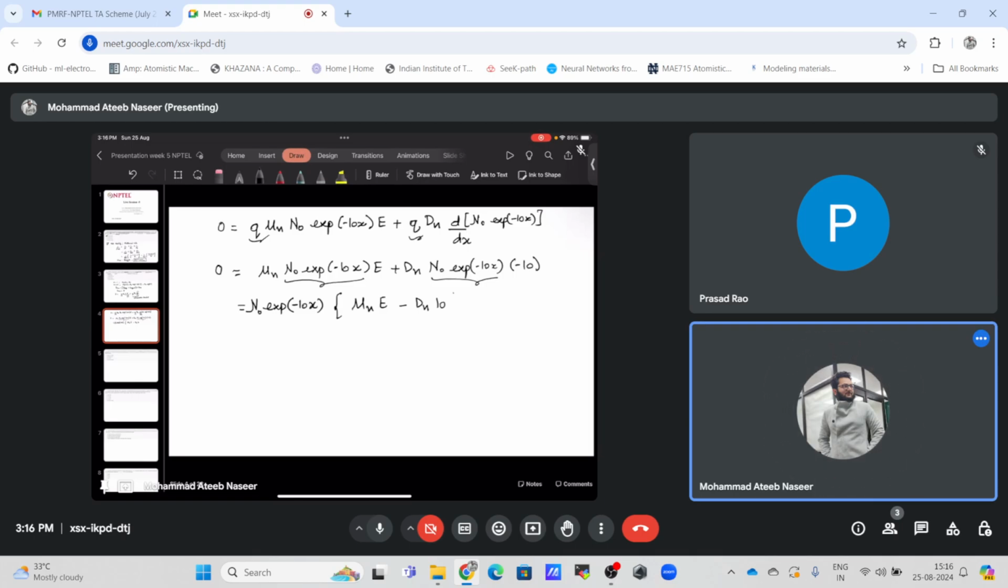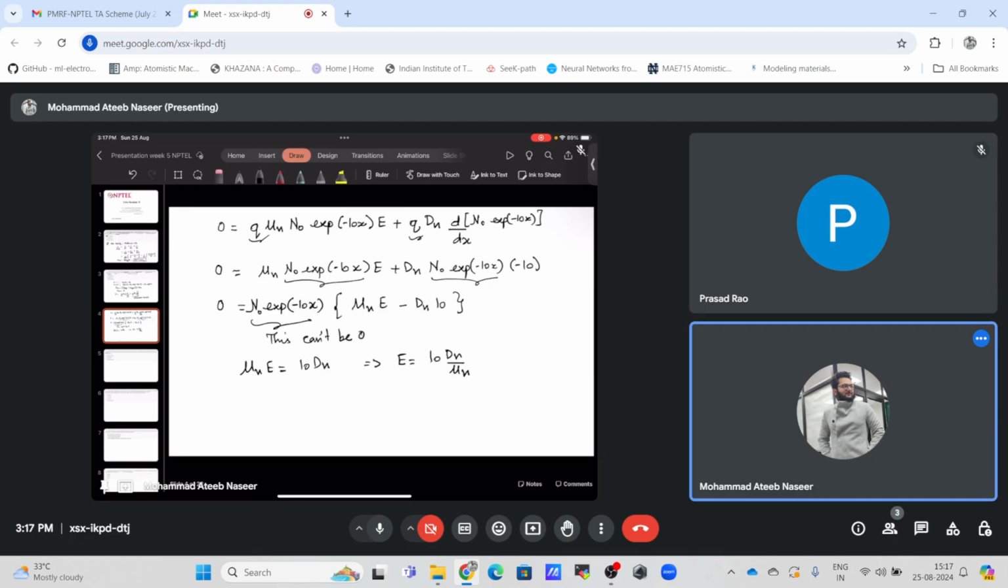This whole thing is equal to 0, but the prefactor cannot be 0, because n naught is constant and, since x is between 0 and 1, the exponential always has some finite value. So the only thing that can be equal to 0 is mu n E minus Dn times 10, or simply the electric field is 10 times Dn by mu n.